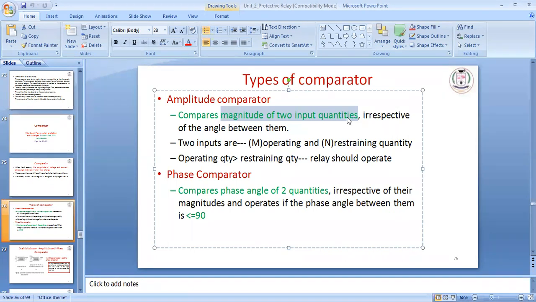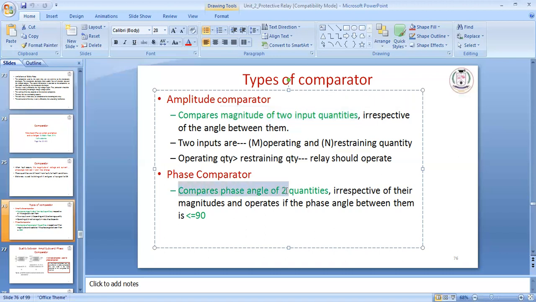Phase comparator: the phase angle between one quantity and the other quantity, if it is lesser than 90 degrees, then that is considered a fault. Then this comparator will give a signal, so that the comparator will make the relay sense, and then the relay will give a signal to the circuit breaker. That's what they have mentioned here.